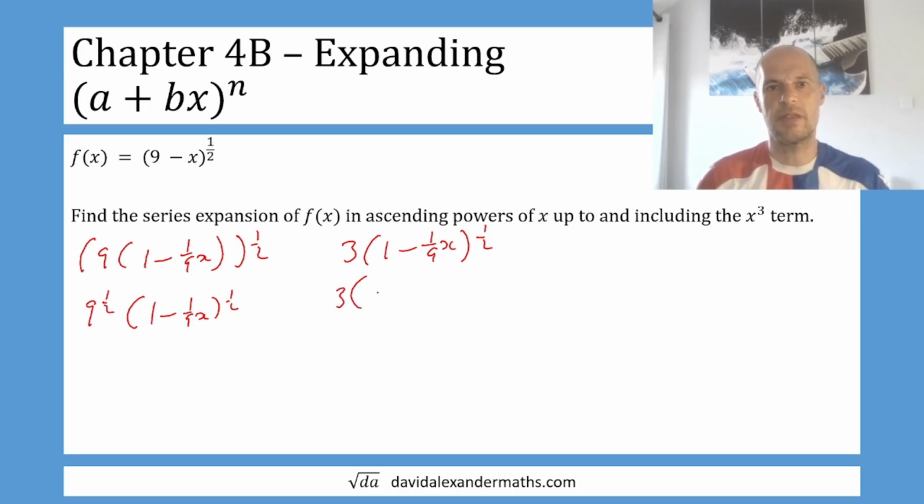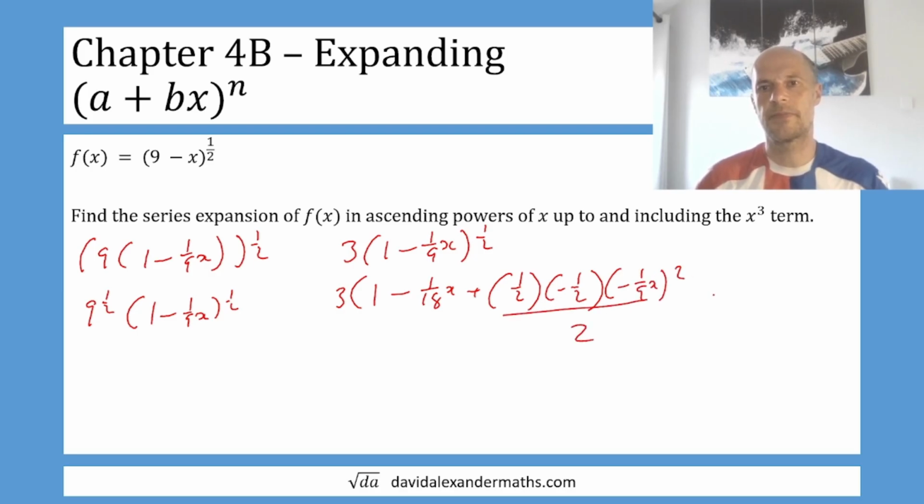So that's going to be 3 lots of 1 minus 1 over 18x plus 1/2 multiplied by negative a half multiplied by minus 1/9 x all squared all over 2 plus 1/2 minus 1/2 minus 3 over 2 minus 1/9 x all cubed over 6.